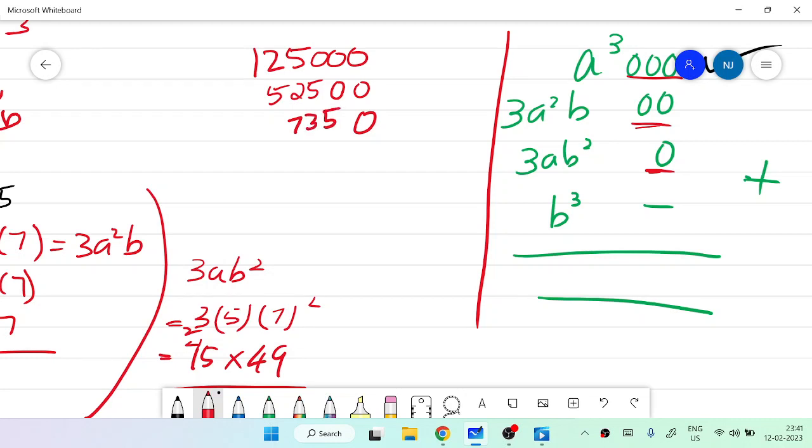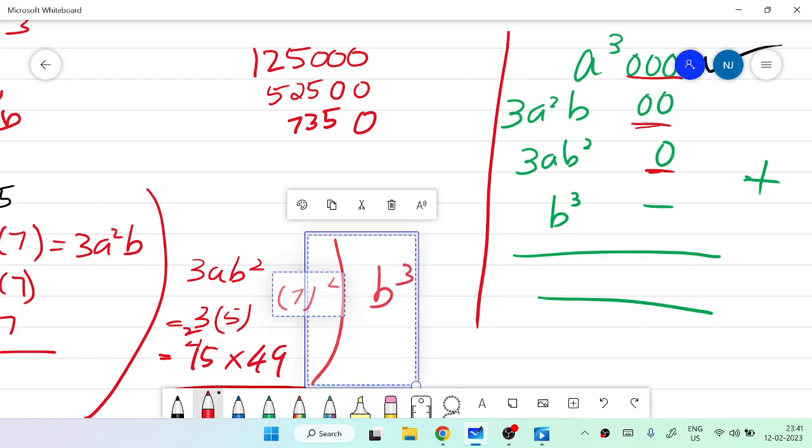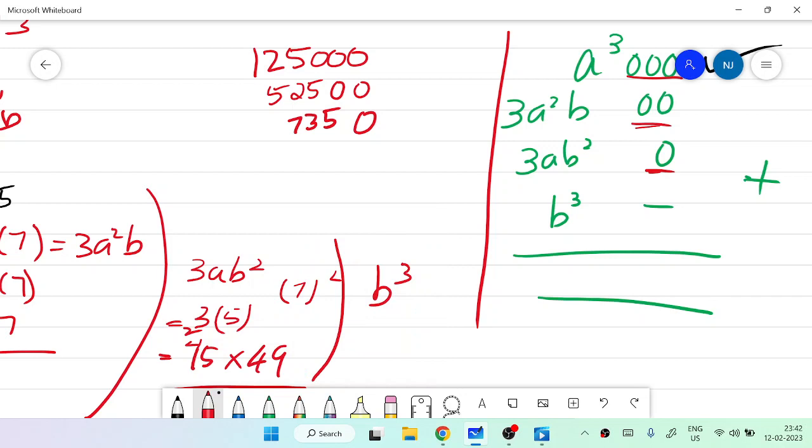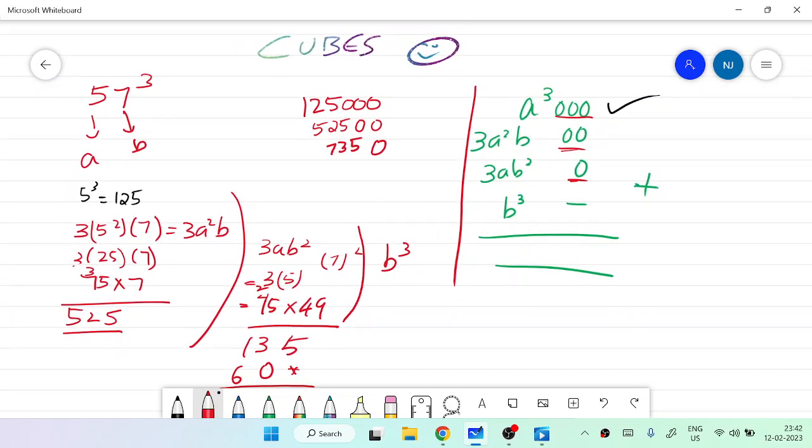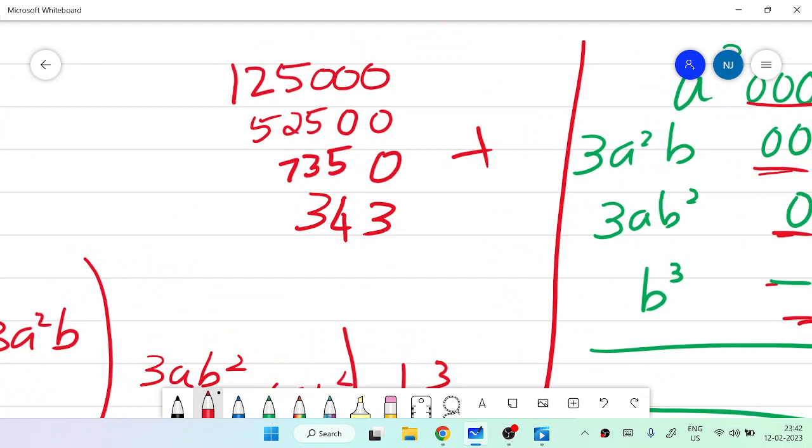Then I have to find the value of B cube. Here the B value is 7, so 7 cube is equal to 343. While putting B cube, we should not put any zeros, so we put 343 directly. And then we have to add all those numbers.